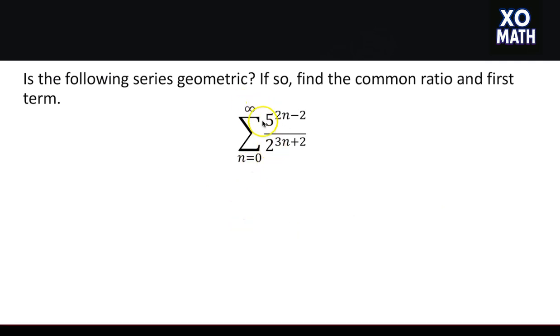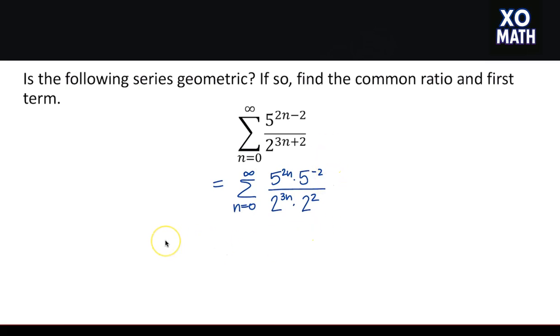And last one, n equals 0 to infinity. We have 5 to the 2n minus 2 over 2 to the 3n plus 2. So this does have, you know, my number in the base of each, the numerator and denominator, and variables in the exponent. So we just want to manipulate this a little bit so it looks like that ar to the n. So let's start by saying n equals 0 to infinity. We have 5 to the 2n times 5 to the negative 2 over 2 to the 3n times 2 squared.